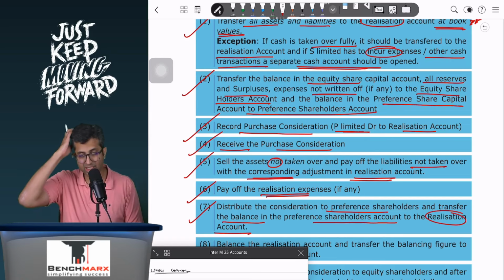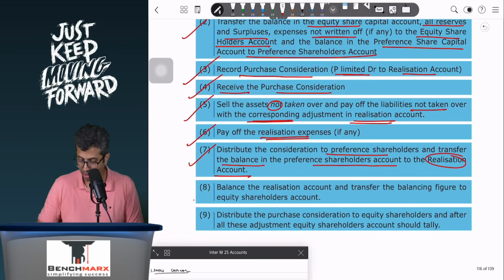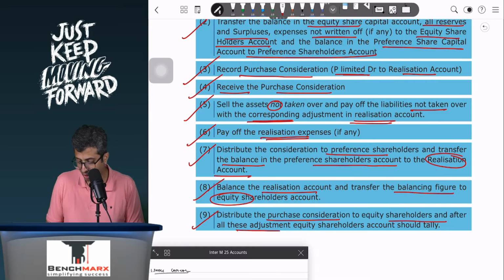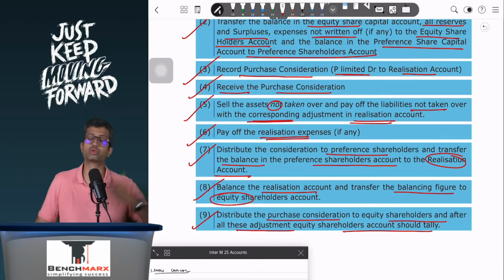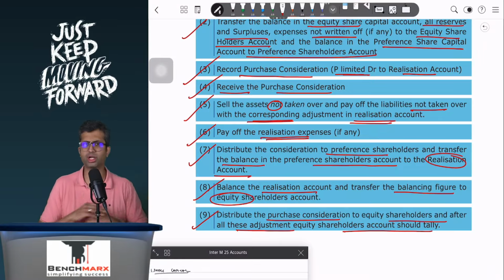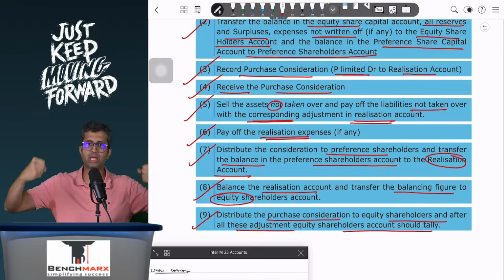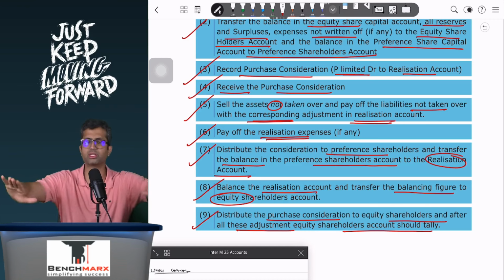And once that is done, you will balance the realization account and transfer the balancing figure to the equity shareholders account. And then ideally, distribute the purchase consideration to the equity shareholders. And after all of these adjustments, equity shareholder has to tally, because now all assets have been transferred, which were not transferred has been sold, preference shareholders have been paid, everything is done. So whatever is the last PC at the end is given to the shareholders and their account will close.